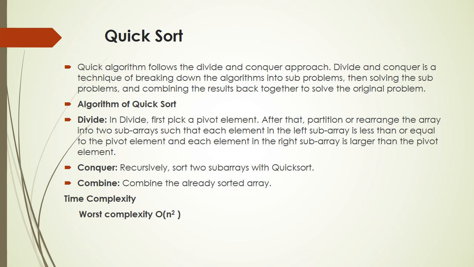Quick sort is a sorting algorithm based on the divide and conquer approach that picks an element as a pivot and partitions the given array around the picked pivot by placing the pivot in its correct position in the sorted array. Algorithm for quick sort: first, pick a pivot element, any element you like. Then partition the array into two subarrays such that each element in the left subarray is less than or equal to the pivot, and each element in the right subarray is larger than the pivot. Recursively sort the two subarrays with quick sort and then combine the sorted arrays. The time complexity of quick sort is O(n^2) in the worst case.